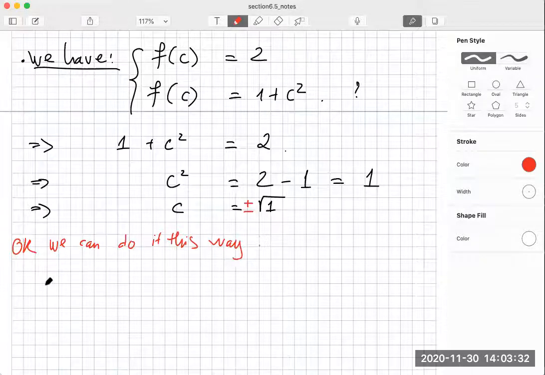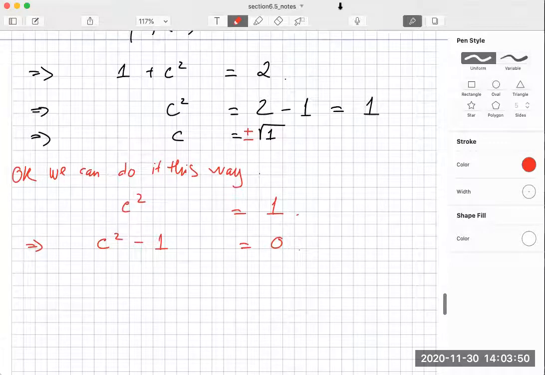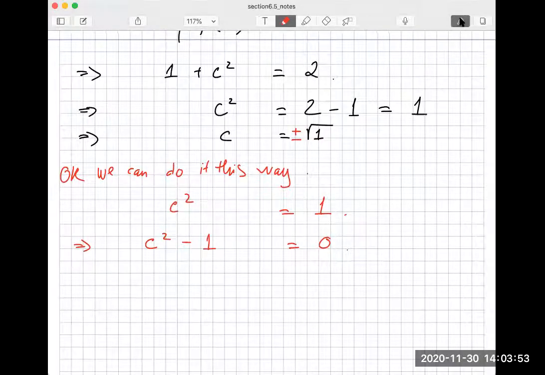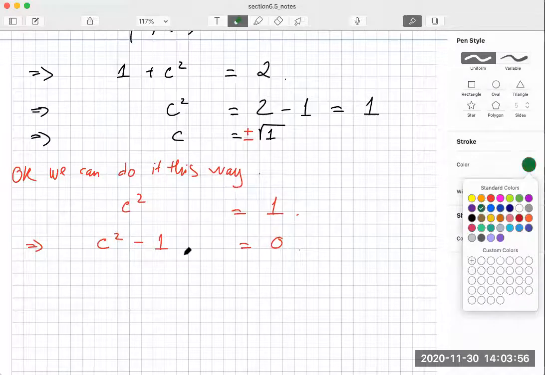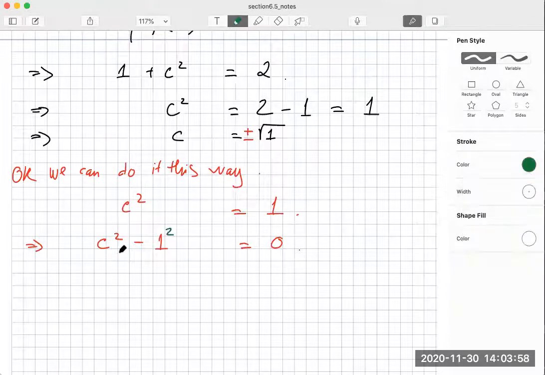From C squared equal to 1 here, right? Then let us write a quadratic function using a formula. C squared minus 1 is equal to 0. 1 is 1 squared. They are the same thing, right? So a squared minus b squared, and we know that this is exactly as c minus 1 and c plus 1, right?